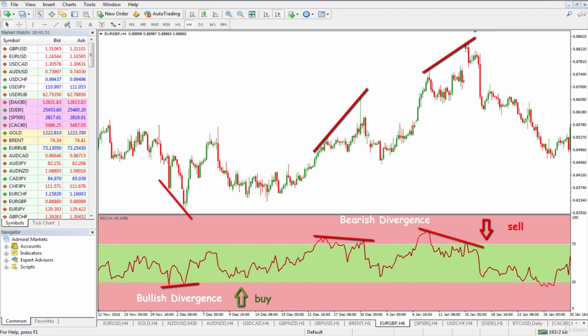In the next lesson, we will briefly mention the economic calendar because it is important to follow it to avoid unnecessary losses in trading.